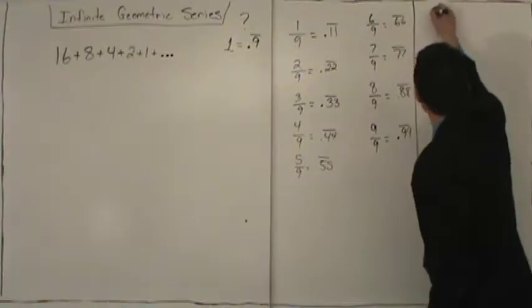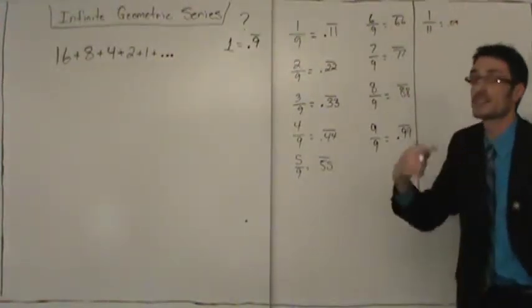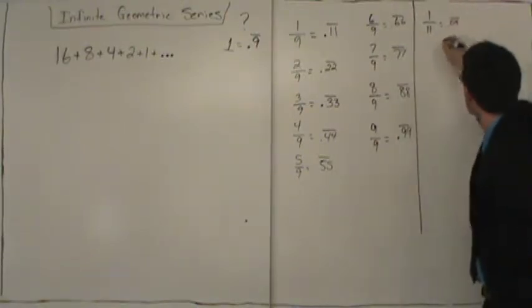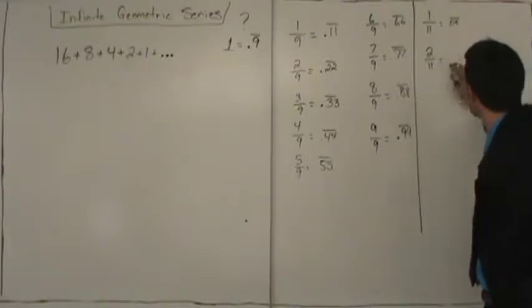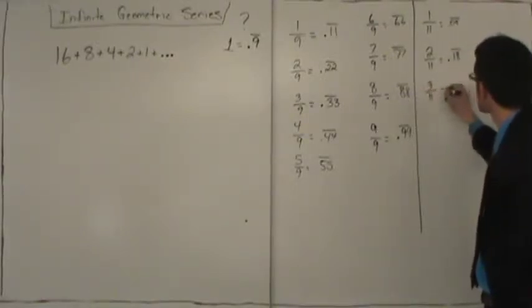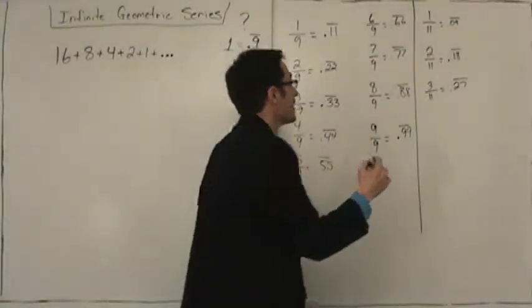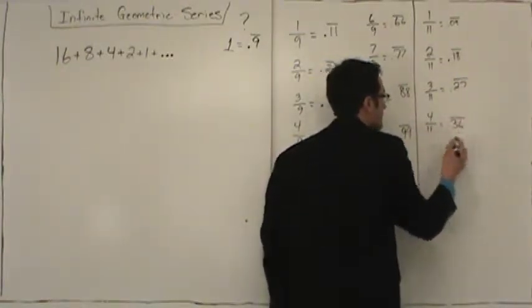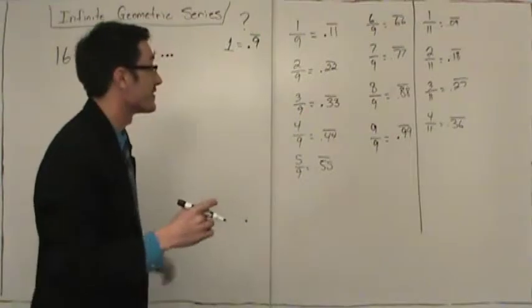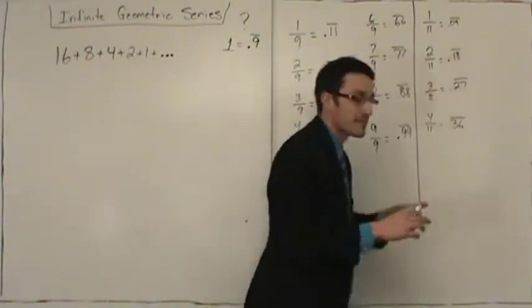Now, 1/11th is 0.09090909 forever, so 0.09 repeating. 2/11ths is 0.18181818, or 0.18 repeating forever. 3/11ths is 0.27272727, or 0.27 repeating forever. 4/11ths is 0.36363636 repeating forever. I want you to notice something. There's a relationship between the ninths and the 11ths. See if you can find it.